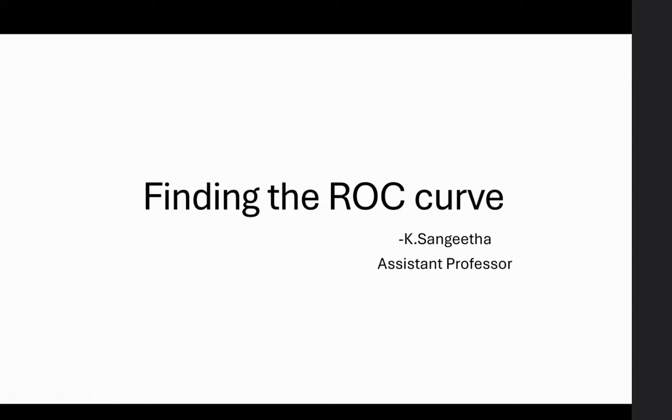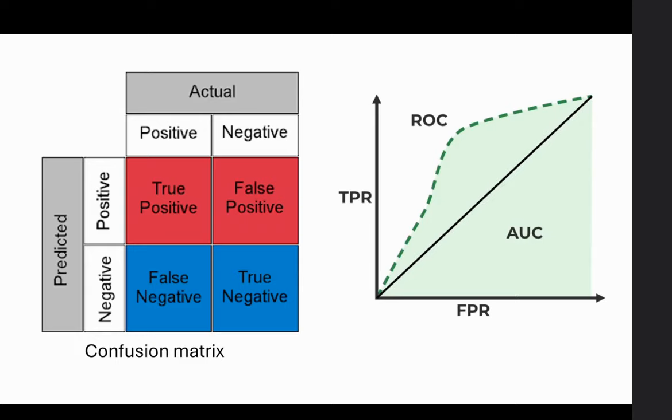In this video, we are going to find the ROC curve for the given binary classification problem. Before moving on to the problem, I will first explain what a confusion matrix is and how we construct the ROC curve using that confusion matrix.